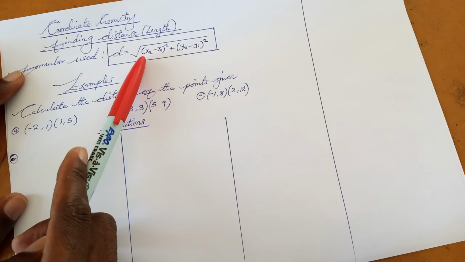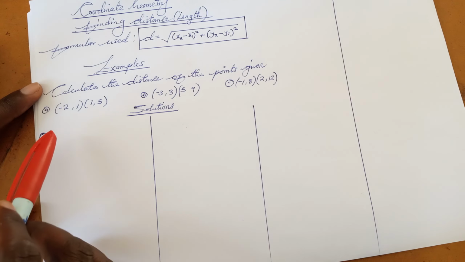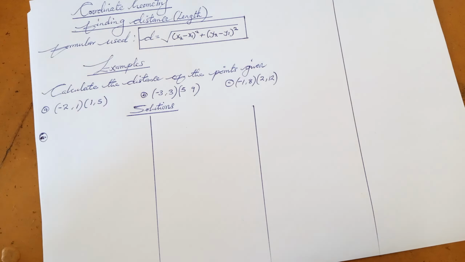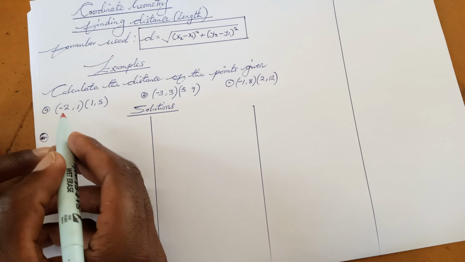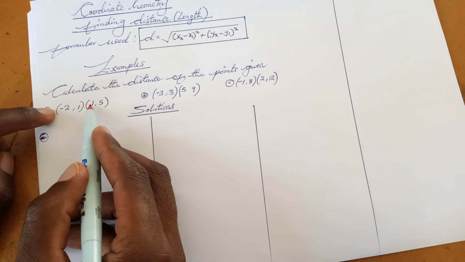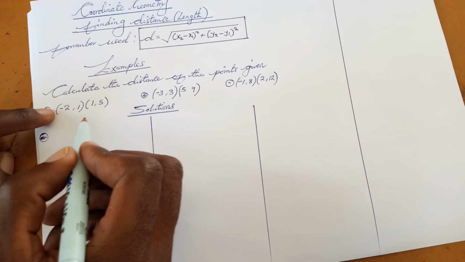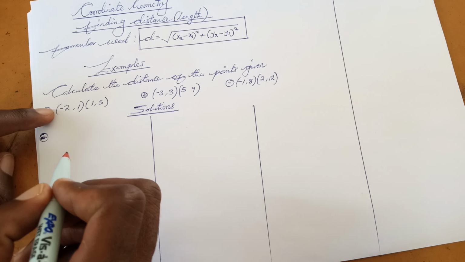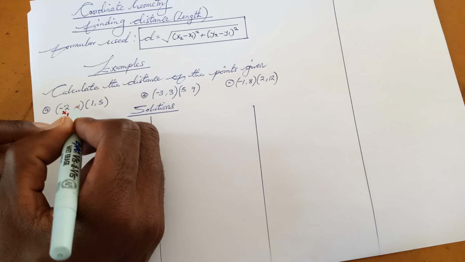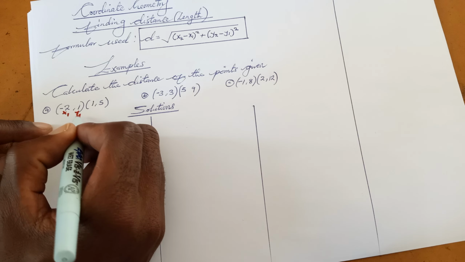Okay, so let's go to the example. So we just solve three examples. So number one, the question says, calculate the distance of the following points. Number one, we have the points negative 2, 1 and 1, 5. So here we need to identify our x1, x2, y1, y2. So this is our x1, this is our y1, okay? And this is our x2, and that is our y2.